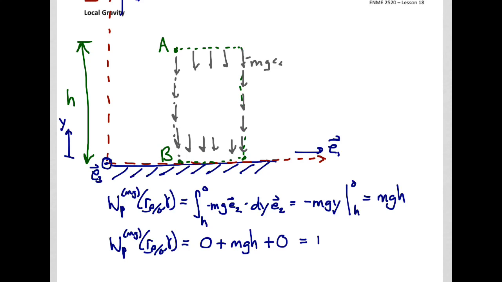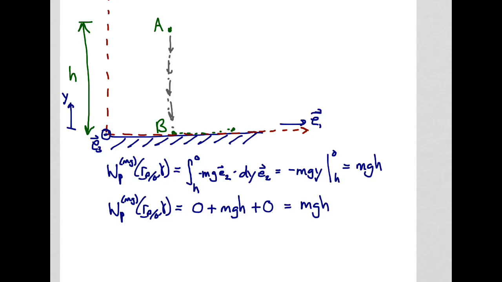So we see that we changed our path, and even though we changed our path to move to the right, to go down, and then to the left, the work done on the mass itself to get from A to B is going to be mgh, which is the same as if we just simply dropped it.